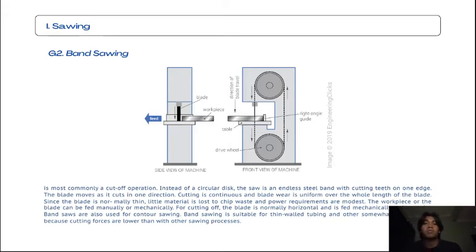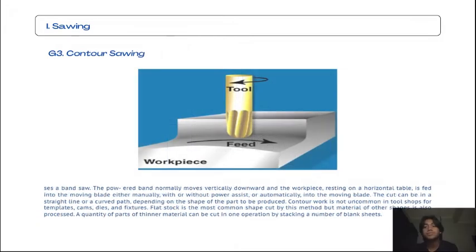The workpiece or the blade can be fed manually or mechanically. For cutting off, the blade is normally horizontal and is fed mechanically or by gravity. Band saws are also used for contour sawing, and band sawing is suitable for thin-walled tubing and other somewhat fragile parts because cutting forces are lower than with other sawing processes.